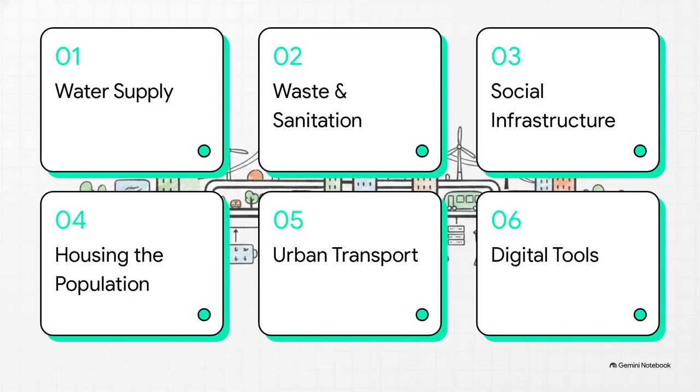So here's how we're going to map out this urban anatomy today. First, we'll look at the city's water supply, then managing waste and sanitation. From there, we'll explore planning social infrastructure, housing the population, moving the city through its transport networks, and finally, how we design the whole thing using digital tools.